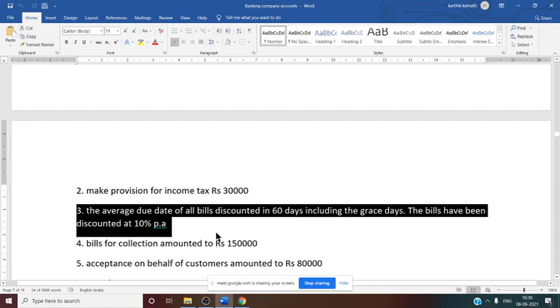Bills discounted amount we know is 1,50,000, given in the trial balance. Rate of discount we know is 10%. Number of days given in the adjustment is 60. So 60 divided by 365. If you calculate this, you will get rupees 2466. So this rupees 2466 is rebate on bills discounted of the next year.